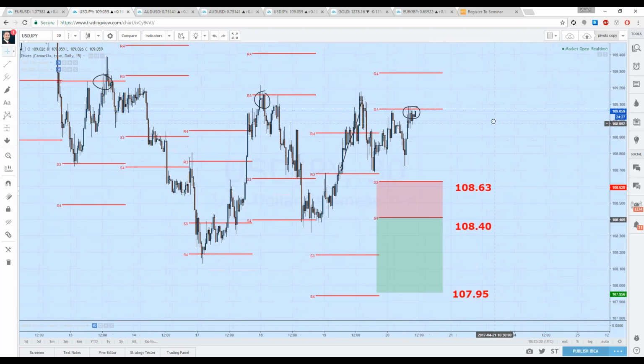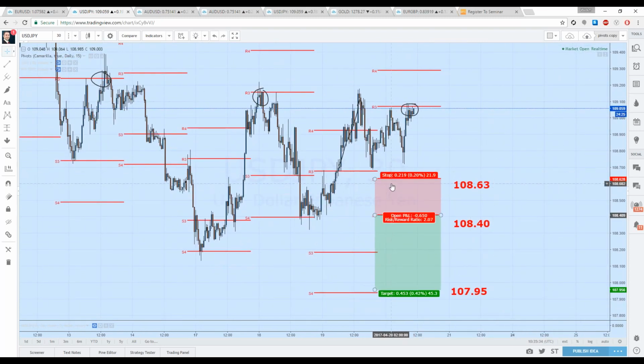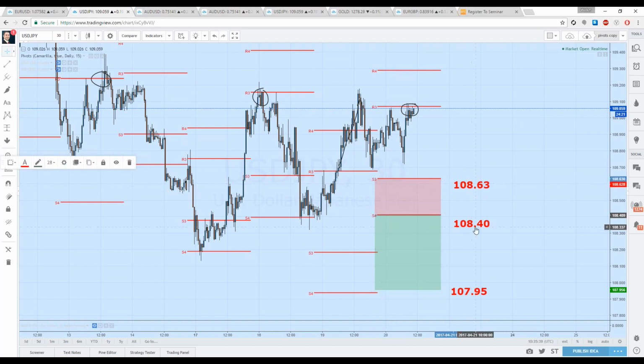So that would be a look at the dollar yen. Could you tell me the other charts again, please? Yes, we had the GBP USD. Okay, let's go ahead and start there. And USD CAD.